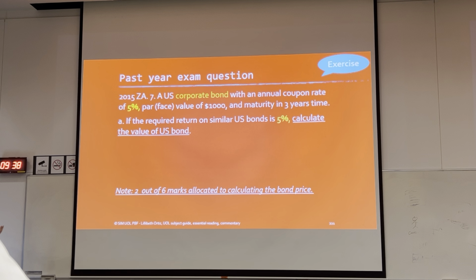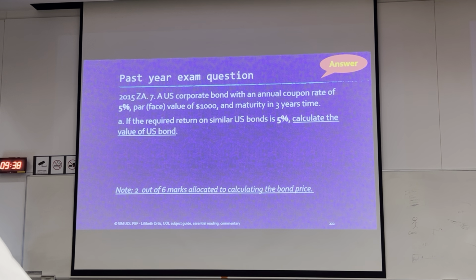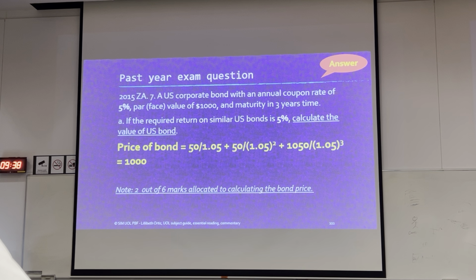$1,000. Because just now I said, if the coupon rate equals the discount rate, then the price of the bond should be at par, which is the face value, which is $1,000. So you don't actually even have to compute, because if you know that, you know it's $1,000 if it's par. But if you need to show your solution to get those 2 points, then you try and compute it.